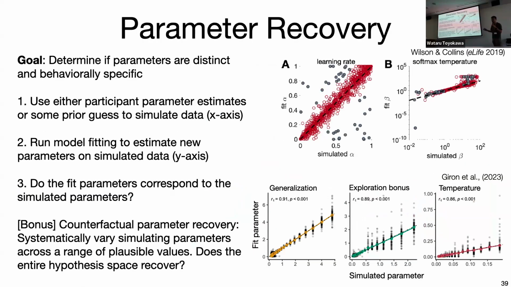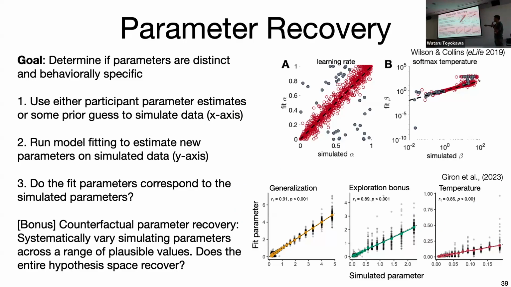Cool. So part 1, model recovery. Part 2, parameter recovery. Okay. So in parameter recovery, the goal is to determine if the parameters correspond to distinct and behaviorally specific phenomena. We can use our participant parameter estimates or some a priori guess to simulate data along this x-axis. Then we fit our models again, and we can plot the corresponding estimate on the y-axis, right?